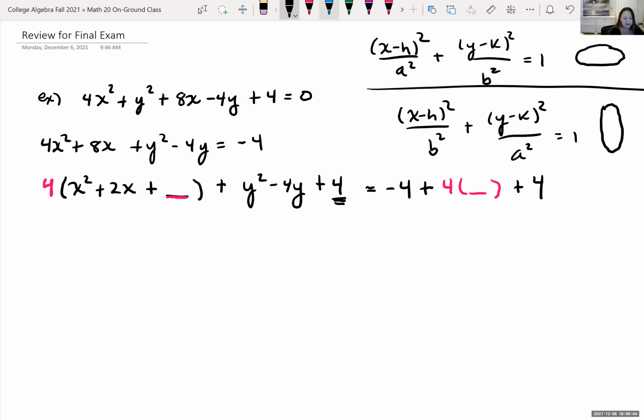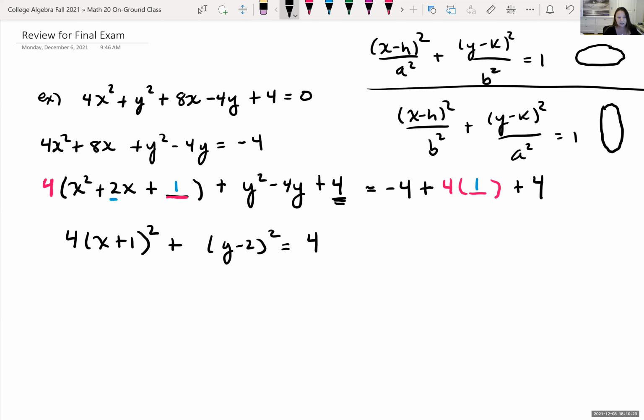So let's determine what we need to add inside the parentheses. Take the b value, 2, divide by 2, we get 1, and square that number, we get back 1. So this is now a perfect square. So we have 4 out front times (x plus 1) quantity squared, plus y squared minus 4y plus 4, which is also a perfect square. This is (y minus 2) quantity squared, equals, well, -4 plus 4, that cancels, but we have one more 4 in there, so 4.